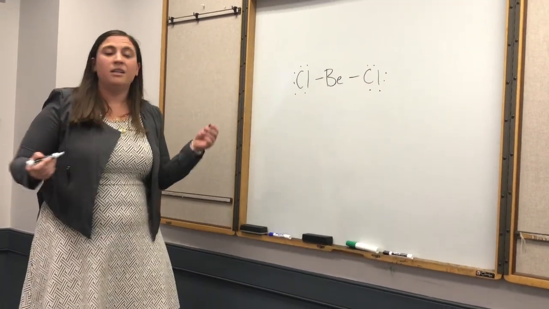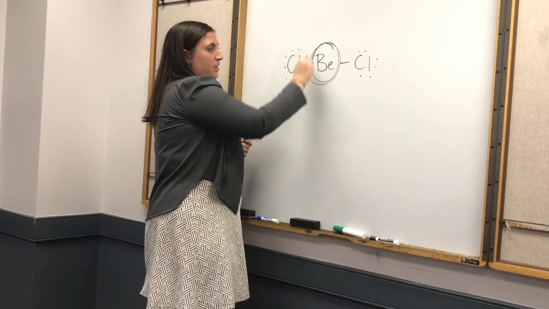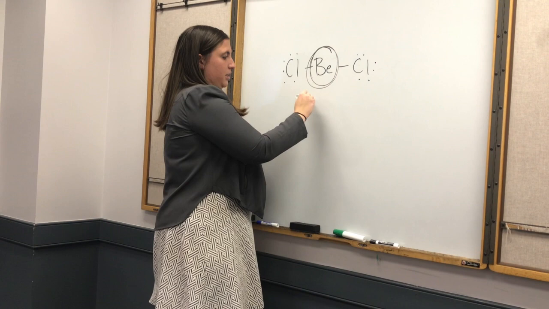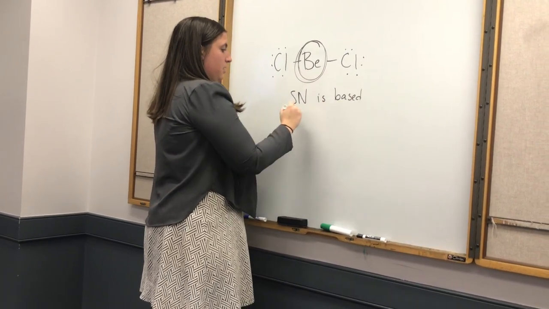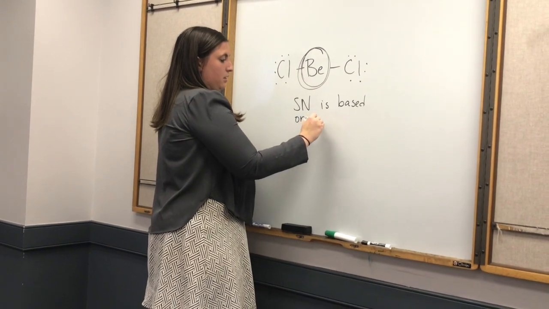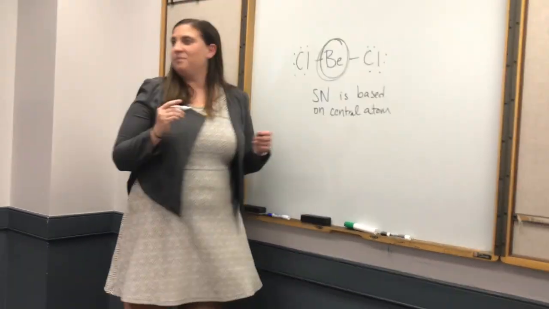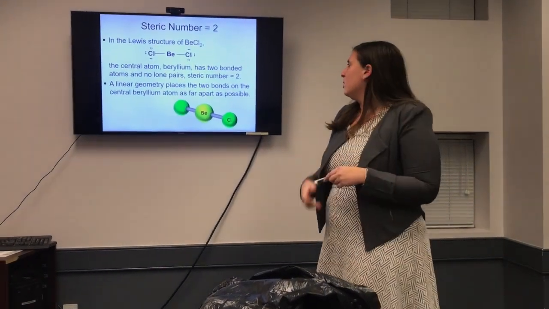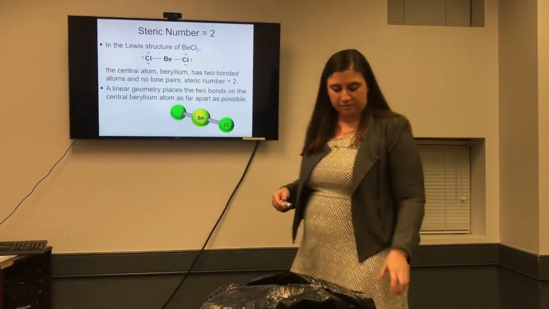So some people might, but you guys have to remember steric number is based on the central atom. This is a crucial fact. So steric number is based on central atom. And it has a linear geometry in which these 2 atoms are as far apart as possible from each other.